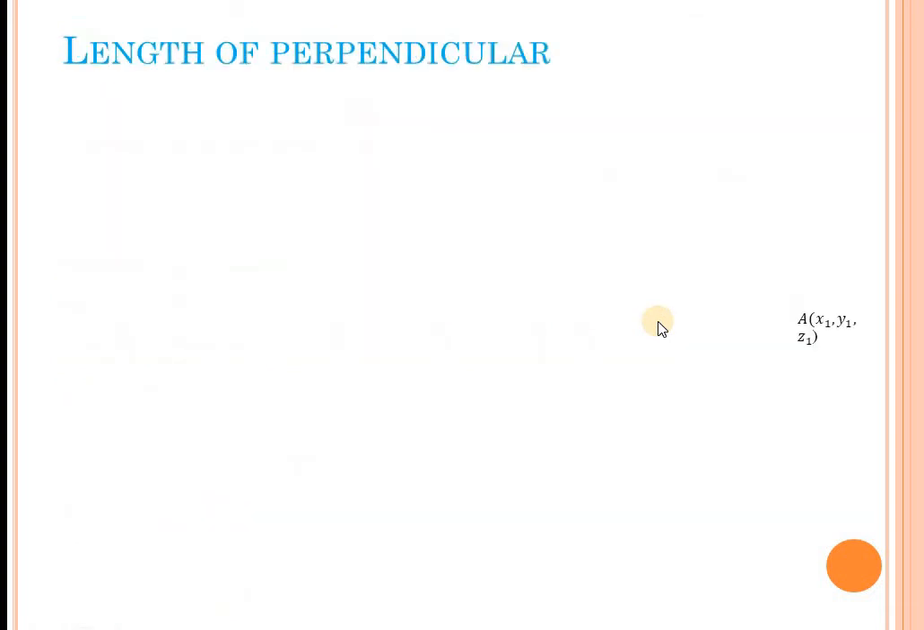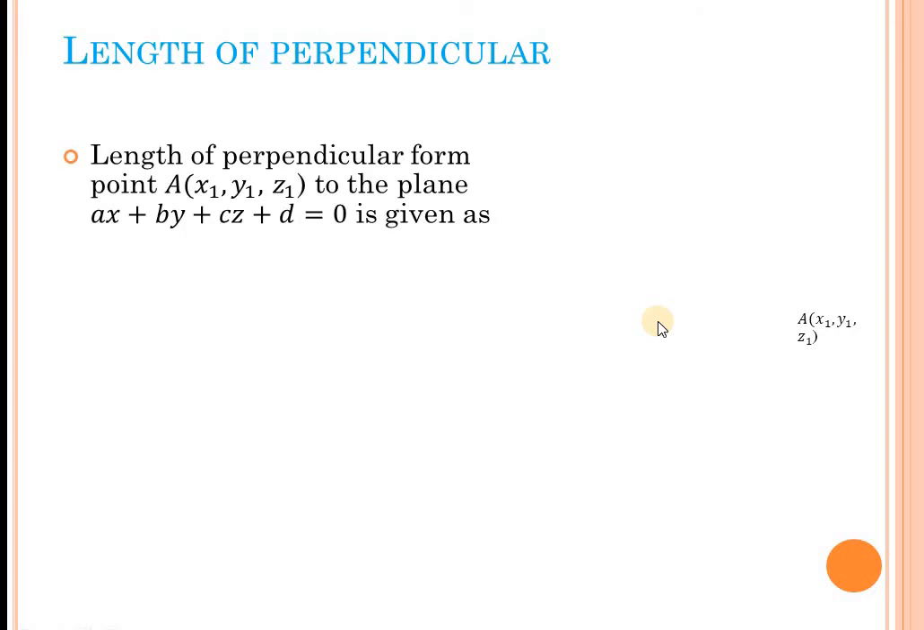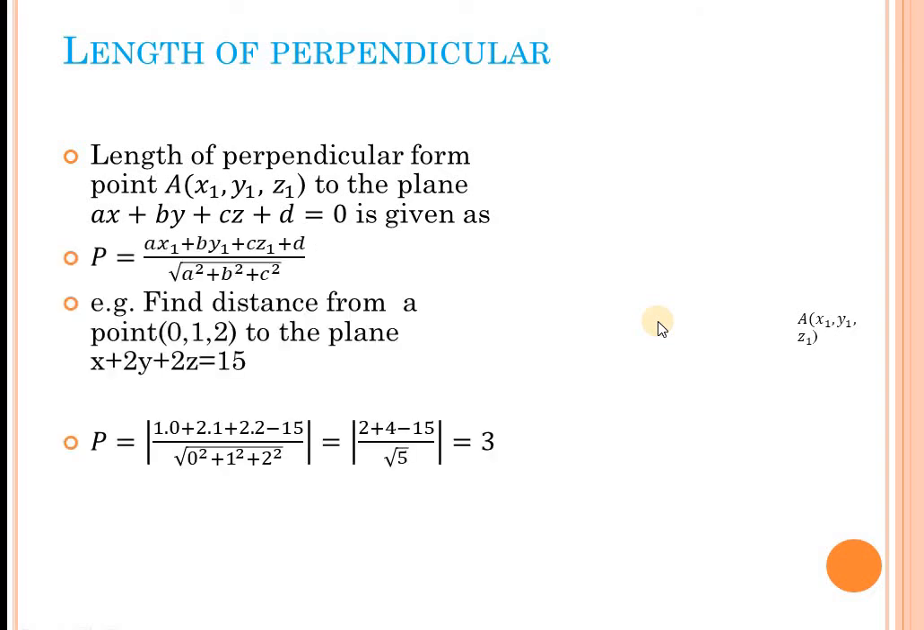Now, length of perpendicular from a point to a plane. So if point A is (x1, y1, z1) and we are finding the perpendicular distance from this point A to this plane, where the equation of the plane is ax plus by plus cz plus d is 0, then this perpendicular distance is given by p, and the formula is a times x1 plus b times y1 plus c times z1 plus d divided by square root of a square plus b square plus c square.